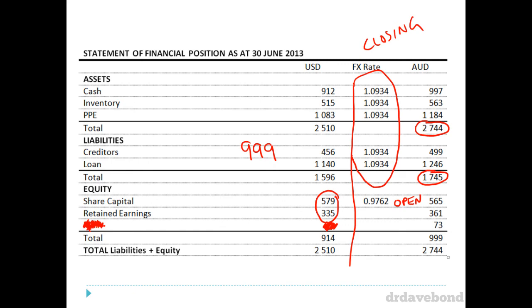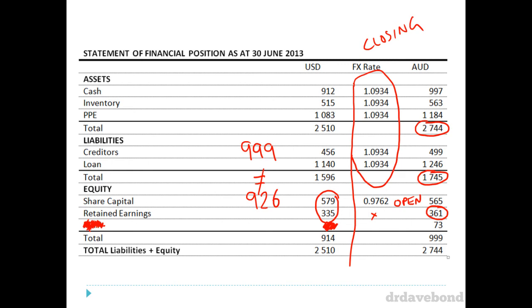Retained earnings, we don't translate from here. It's probably, again, a more meaningful thing to just take it down from whatever you had in retained earnings from the profit and loss statement. And if we add 565 and 361 together, so assets minus liabilities give you 999, but the equity accounts that we've got there when we've done them add up to 926. Those don't equal the same thing.